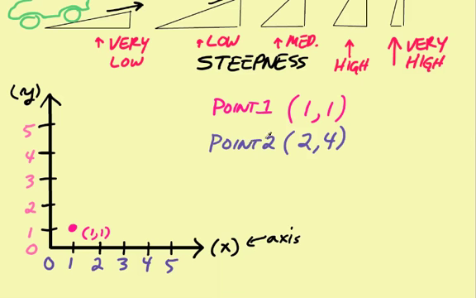The next point, point 2, is 2, comma 4. So I go to the x value, which is 2, and I want to keep going all the way up till I hit 4 for the y value.